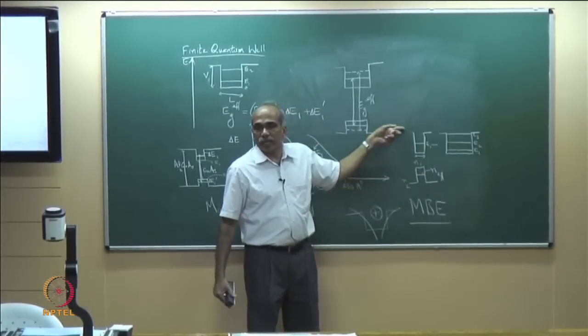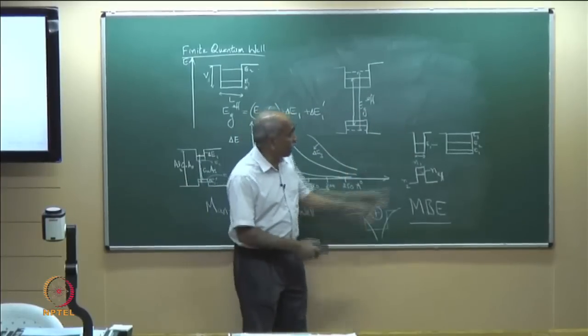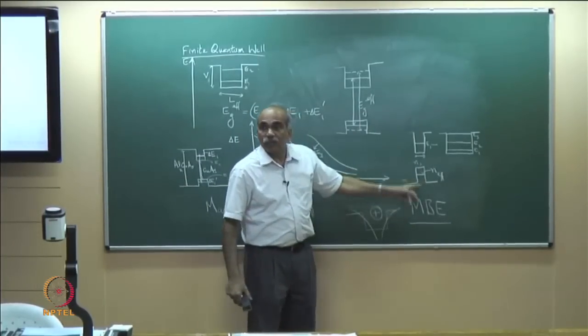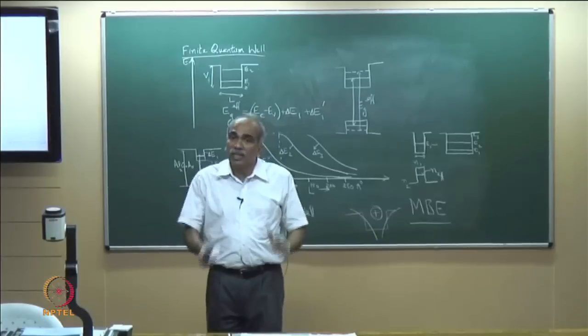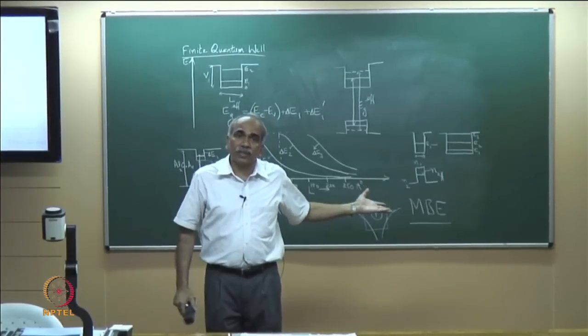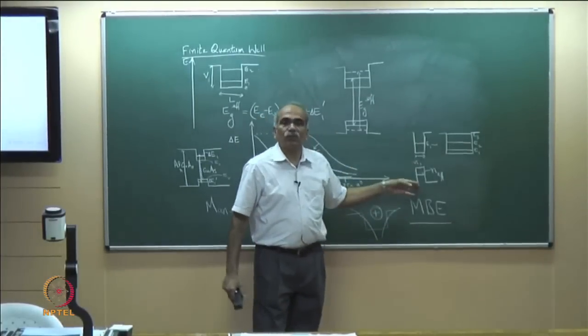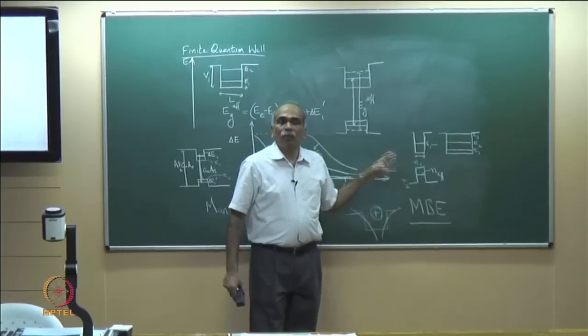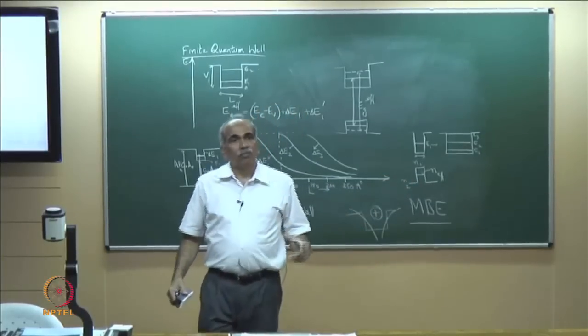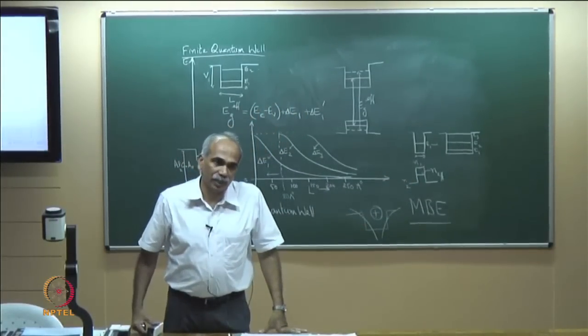Therefore, by simply controlling the thickness, we can change the effective band gap. If you change the effective band gap, the emission wavelength from the source, when we realize a source using such a structure, also changes. So, band gap tailoring by use of quantum well structures.